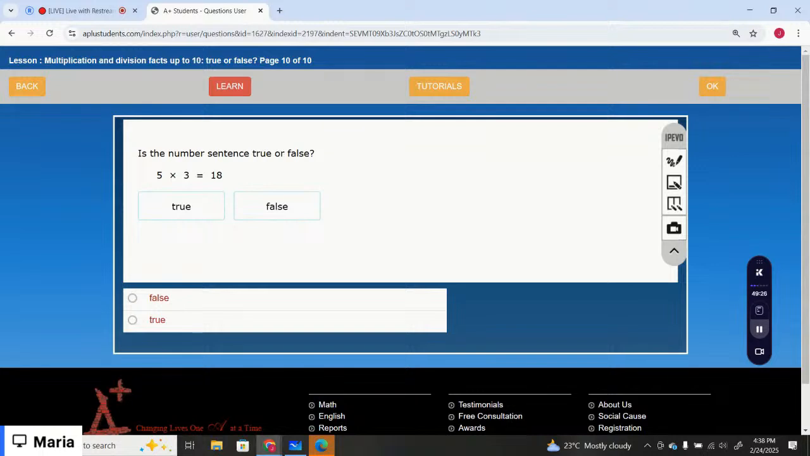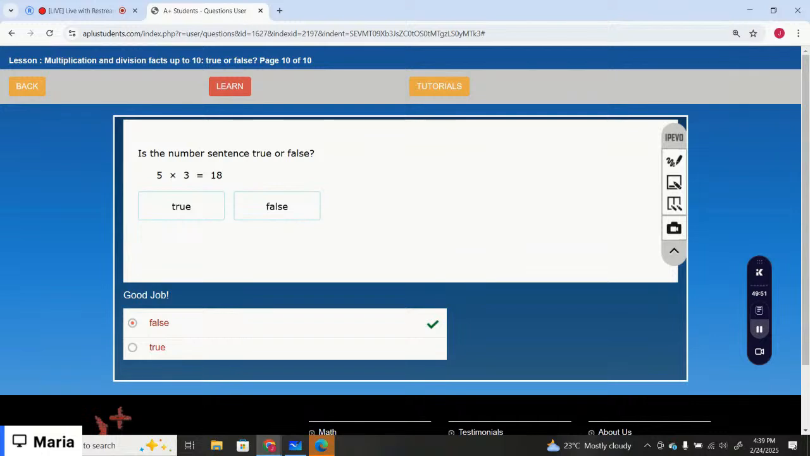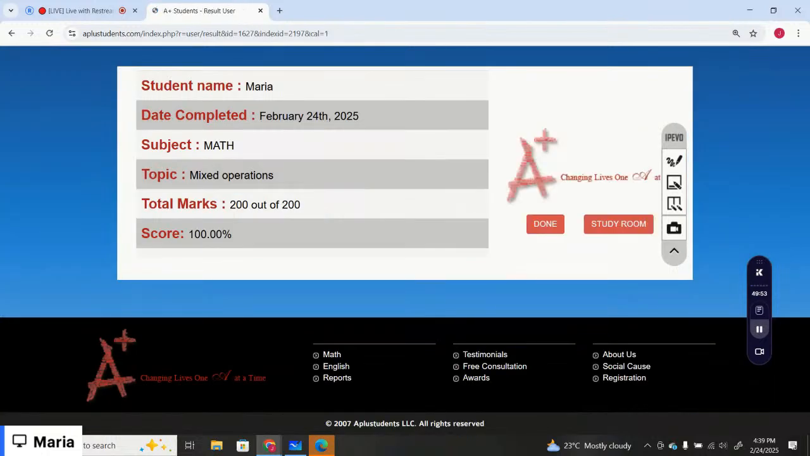5 times 3 equals 18 is false. Okay, we are done with the lesson.